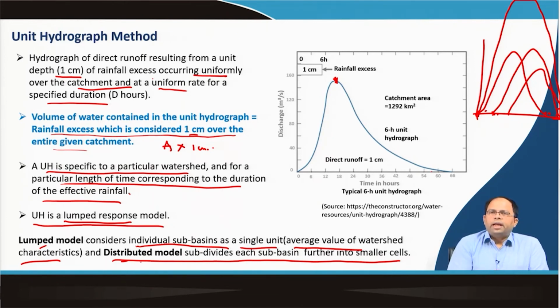Anyway, so the unit hydrograph is a lumped model, and as you can see, it has to be constructed for each area, for each length of time of rainfall, and for a particular watershed, and then that could be utilized in subsequent time periods for different rainfall events. We can utilize that for determining the total runoff.